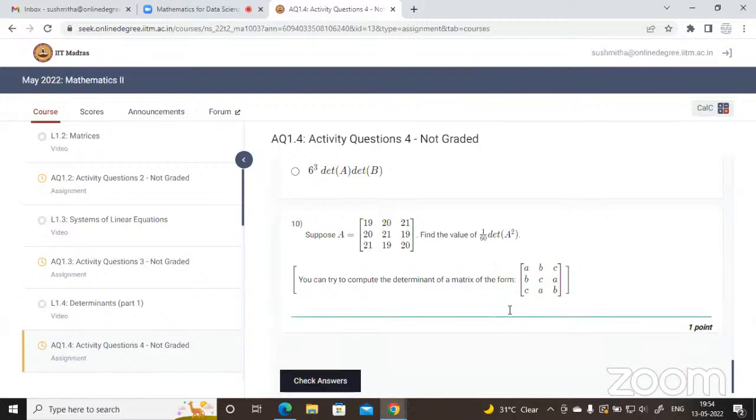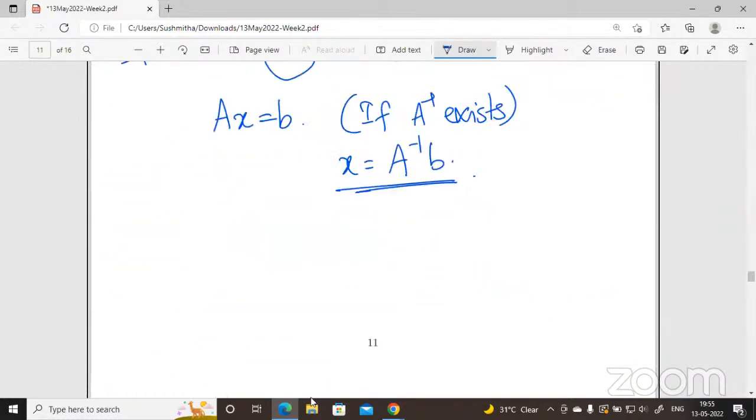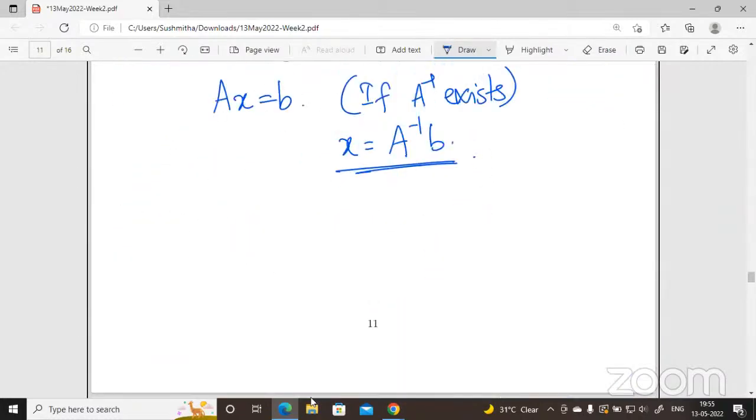Ma'am, why do we always use just row operations? Can't we use column operations instead of that? Yeah, to calculate determinants, you can use column operations to make it simpler. But why we always use row operations is when we get into this echelon form, we are actually trying to solve a system of equations.